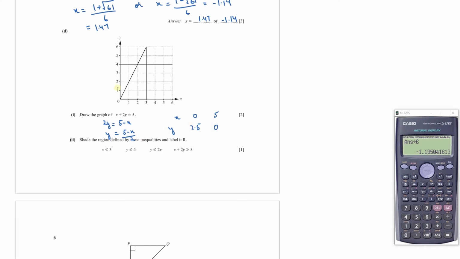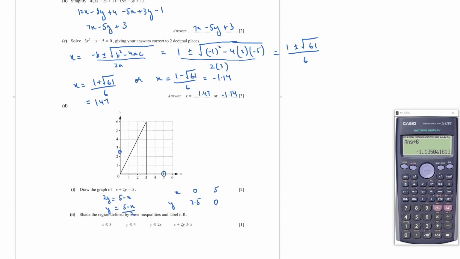So I have 2 points, 0 and 2.5. So 0 and 2.5 is here. And then 5 and 0. 5 and 0 is this point here. So let me try to draw a straight line between the 2 points. So this will be the graph of this equation, x plus 2y equals to 5.